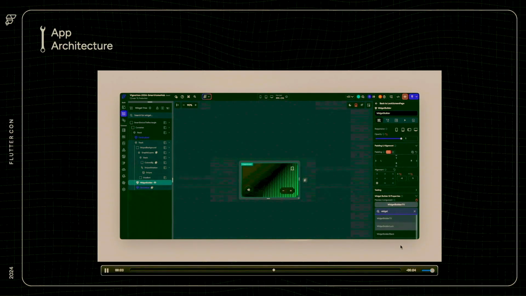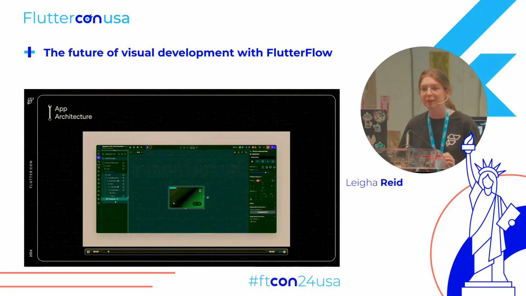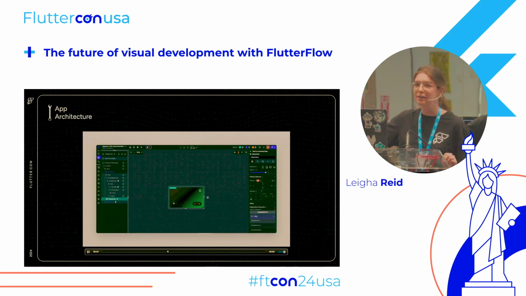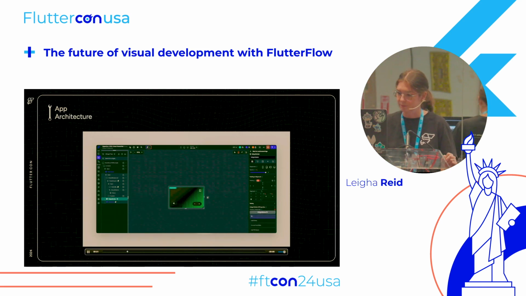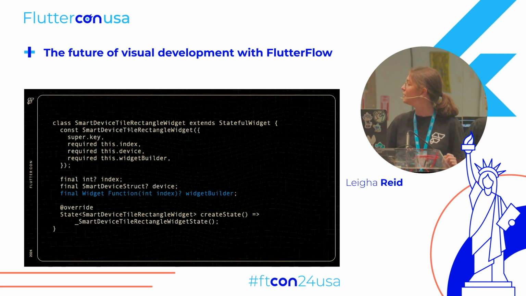So I'll show a quick example of what this looks like. I can select a different widget to be used as that widget builder, and then we can see it change. So basically, this allows me to adhere to the do not repeat yourself principle when building in FlutterFlow. I can create components and then just pass widgets into them to be used for dynamic content. And just to give you a quick peek, in the generated code, I mentioned that components just become their own widgets. So this is a smart device tile rectangle widget. And you can see that the parameters for this widget, we now do have a widget builder. It's just going to be a function that returns a widget.